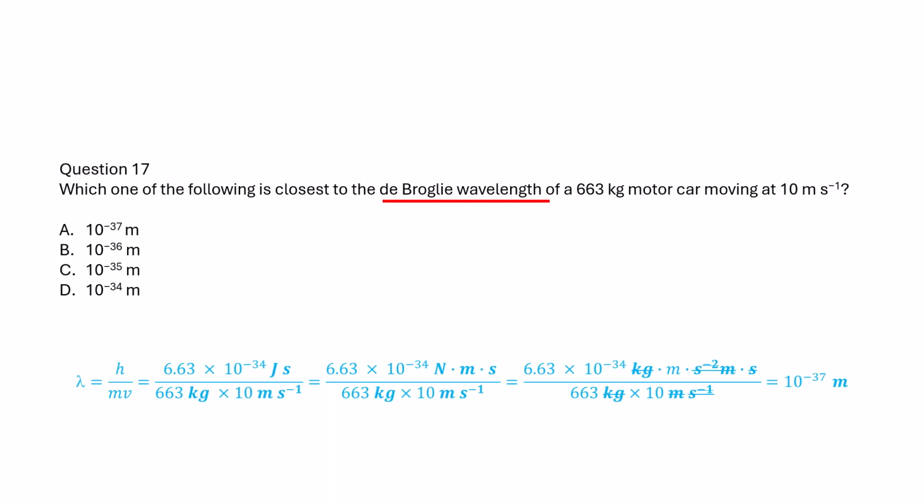Using the de Broglie equation, we calculate the wavelength of the motor. Please note the units. Here, the Planck constant is in Js, not Fs. The mass is in kg, speed is in m per s, and wavelength is in meters.